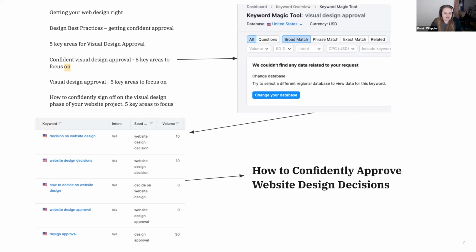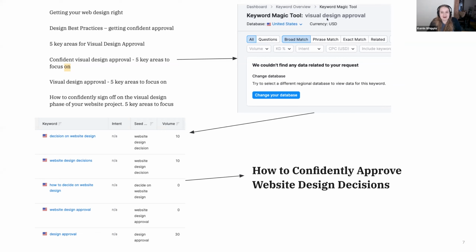Here's just an example. I was helping Todd with his article title. He started in the top left here with some brainstorming for ideas, which is a fine way to start. And then we ended up looking at "visual design approval," a key thing we were seeing in a lot of these different title ideas. When I went to the Keyword Magic Tool in SEMrush, we saw no one's really searching for visual design approval. So it might not be the best place to start, because even if it's the topic of the article, people might not be searching for that.